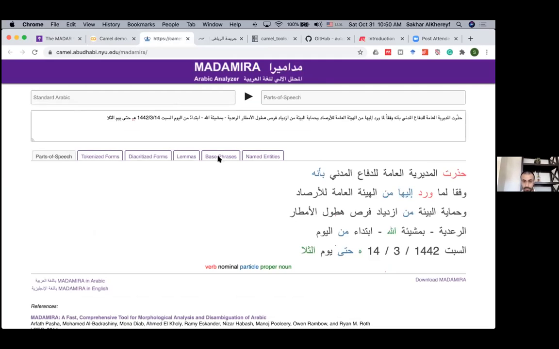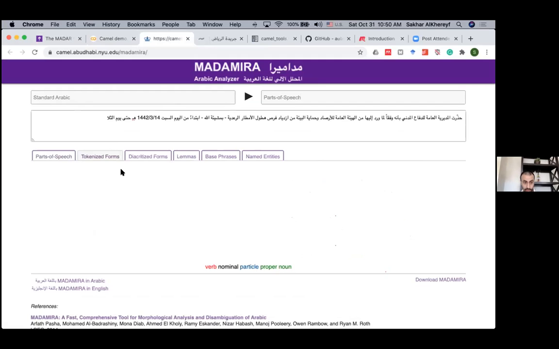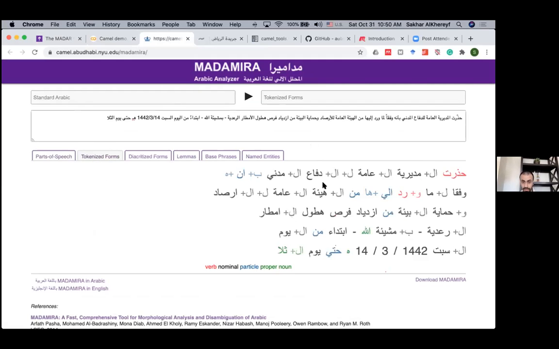You can see here the tokenized forms; it does tokenization. So you remove the Al from the word, or you split it into Al and Mudiriya, and so forth. So also بمشيئة, ba is split. So بمشيئة is split into two words. Does that answer your question?